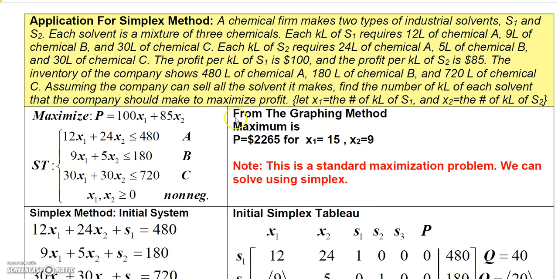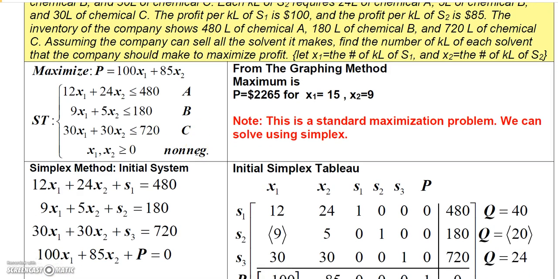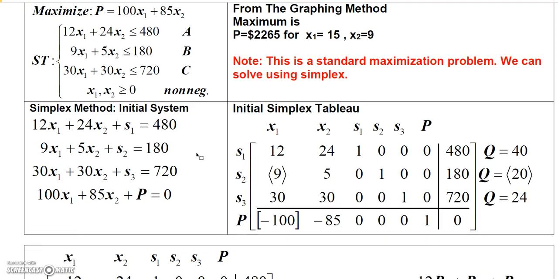But when we solved this by the graphing method, we got a solution for P to be $2,265 when x1 was 15 and x2 was 9. So let's look at how we can solve this a different way. Since this is a standard maximization problem, we're maximizing and all three constraints are less than or equal to a non-negative number, plus we have our non-negative constraints, then we can solve this by the simplex method. So really this is just another example of the simplex method for you.